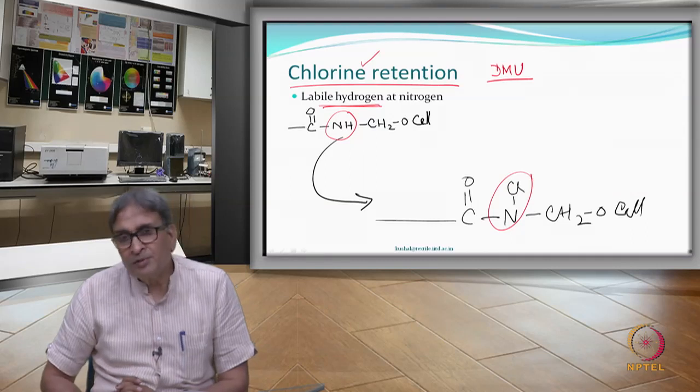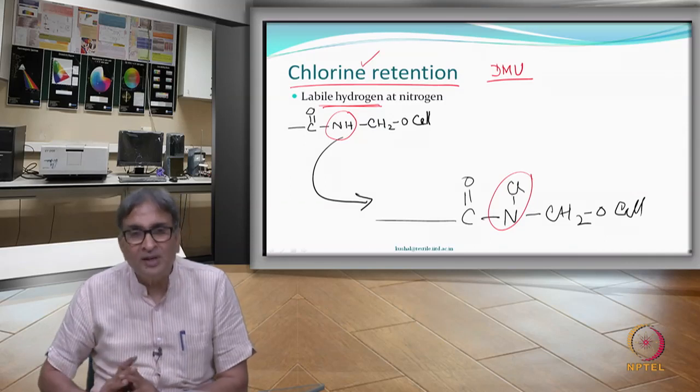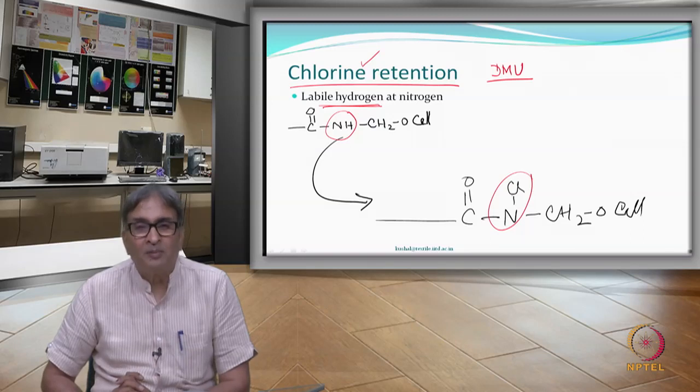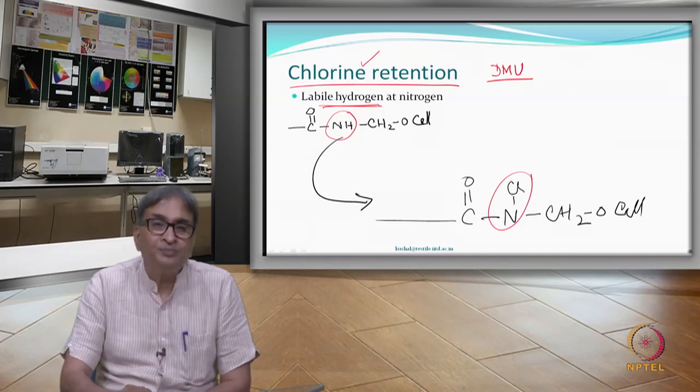I am not sure if you recall that the cellulose by itself has so many ether bonds, and ether bonds are also susceptible to acids. So, acid hydrolysis breakdown happens, and so you can see yellowing, degradation of the fabric also. So, this is your chlorine retention.